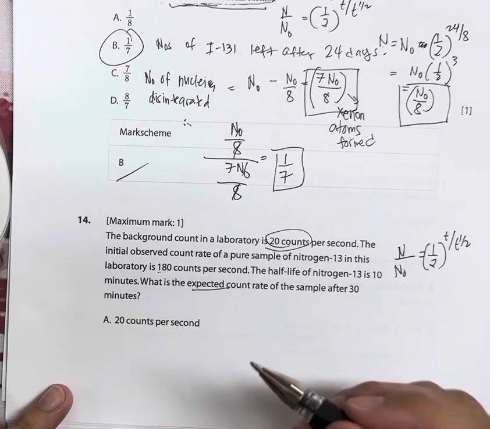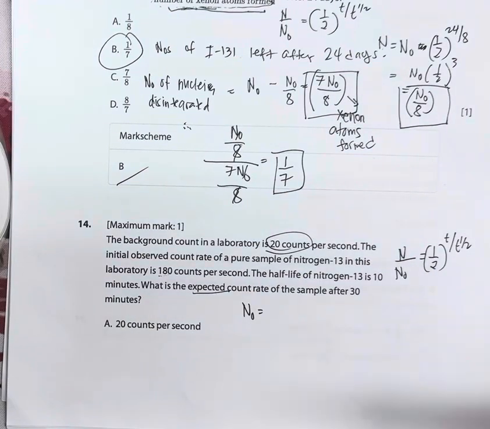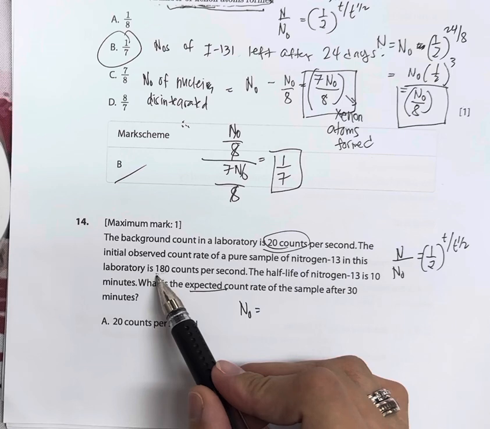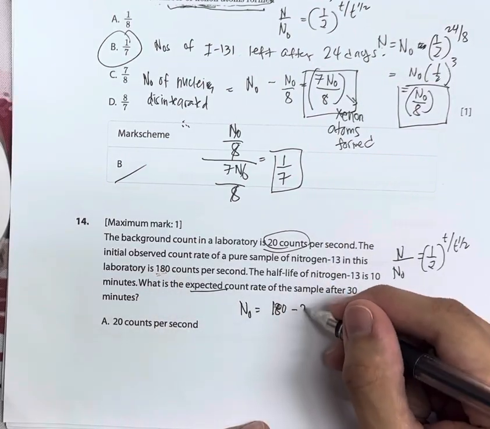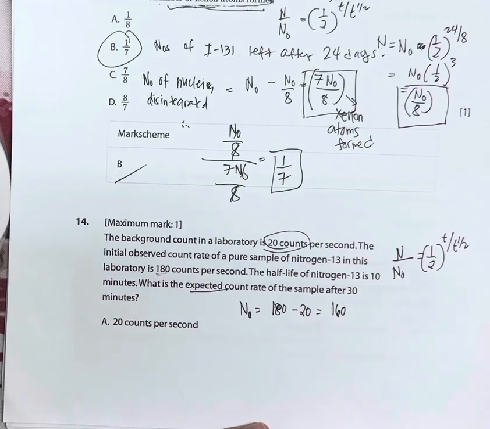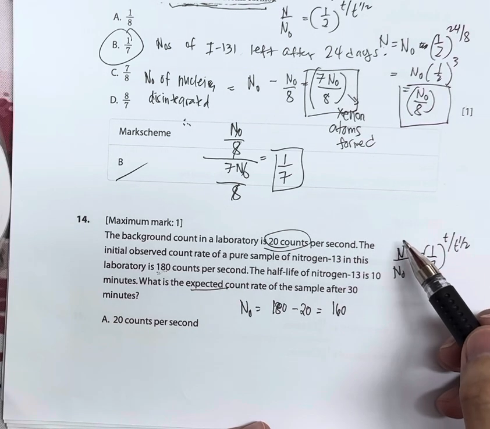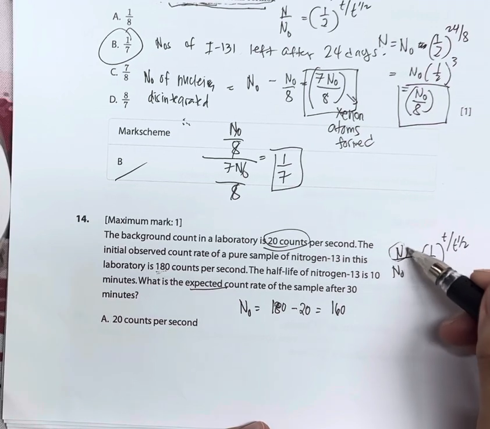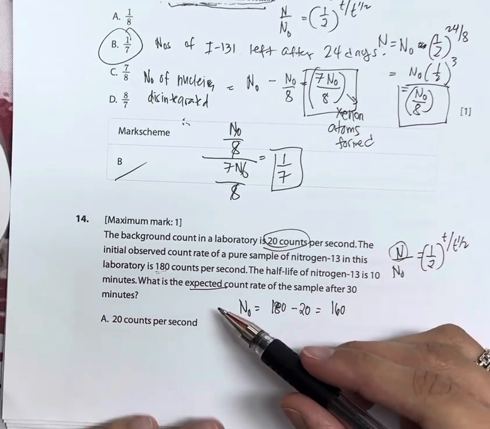So what this means is that your N naught, the amount that you're starting with, is not just going to be 180, but it is going to be 180 minus 20, and that will give me 160. I'm just setting up my values before plugging anything in. What else do I know? This is what I need to find: N, the expected count rate.